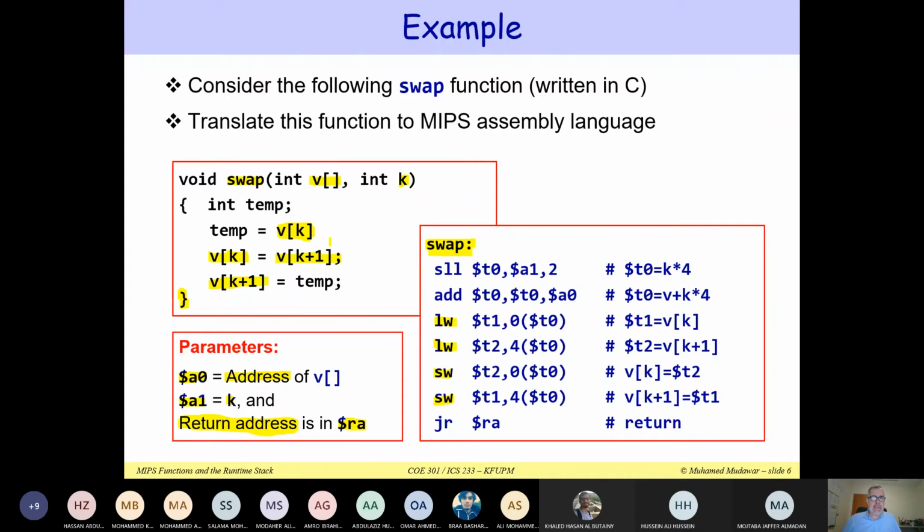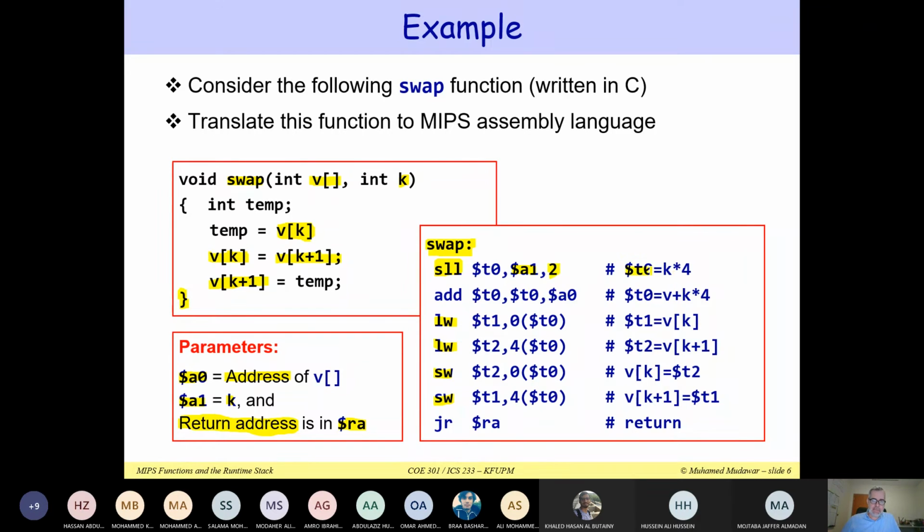So we need to calculate the address of VK. The address of VK will be K multiplied by 4 plus the address of V. Now K itself is A1, so we need to multiply A1 by 4. I can use a shift left instruction, which is going to shift the value of K, which is A1, by 2 bits.